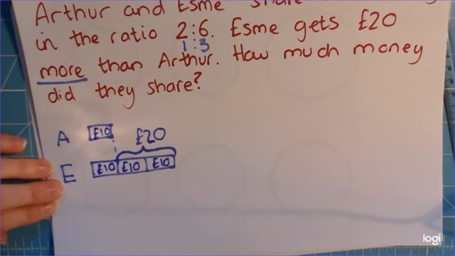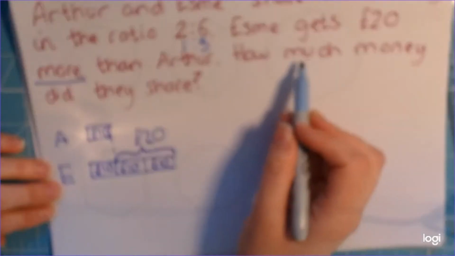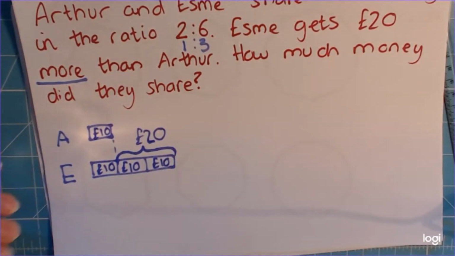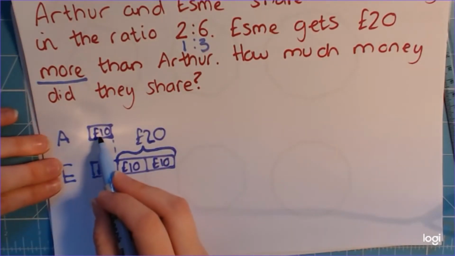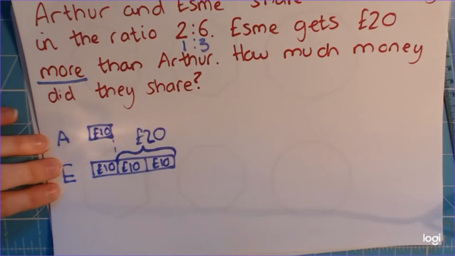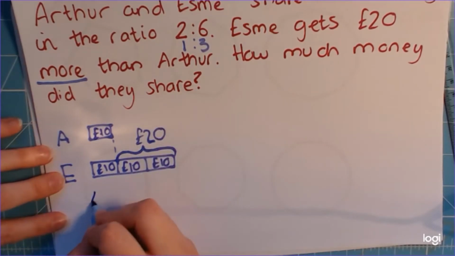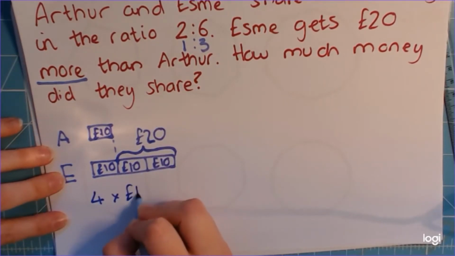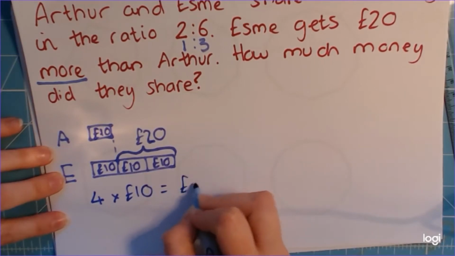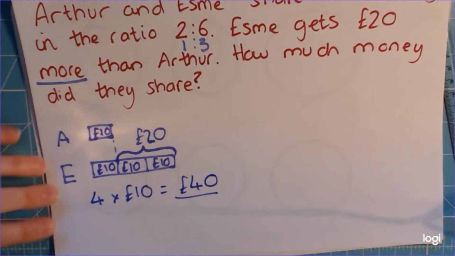Then we're asked, how much money did they share? So we're looking for how much money there is altogether. We've got 1, 2, 3, 4 boxes with £10 in. We've got 4 times £10, which is £40. That's how much they shared.